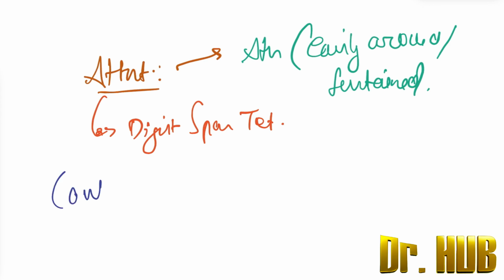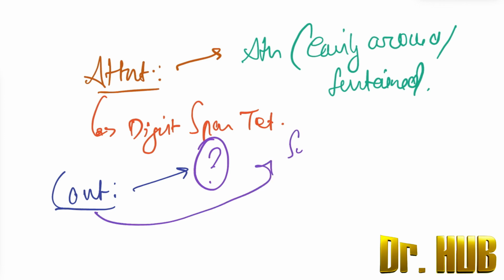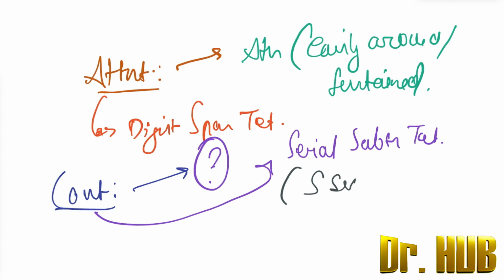Next we look at concentration. Is the patient easily distractible, or can they concentrate? A serial subtraction test is used. The serial subtraction test is a minimum of 5 subtractions done serially, so we have to do 5 successive subtractions.